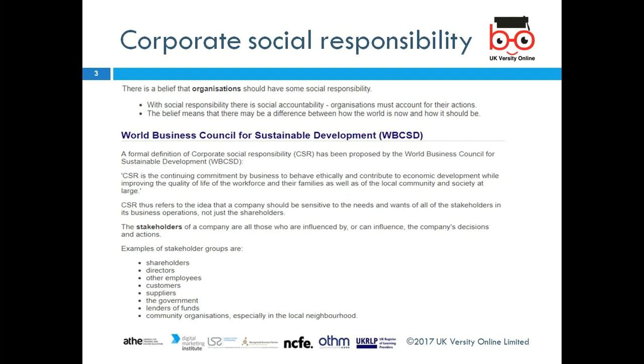Organizations must account for their actions, whatever actions they take, and what effect they will have on society. The beliefs mean there may be a difference between how the world is now and how it should be.